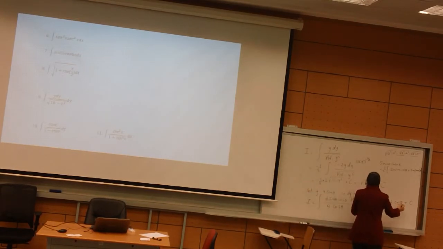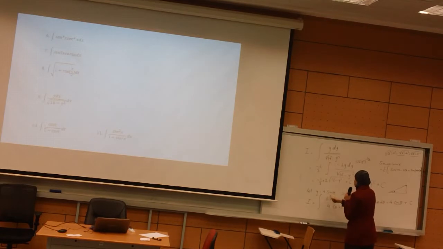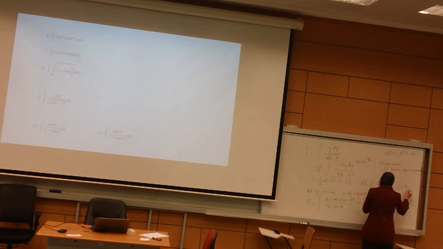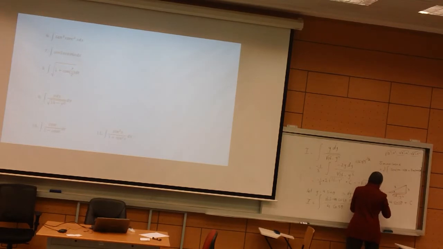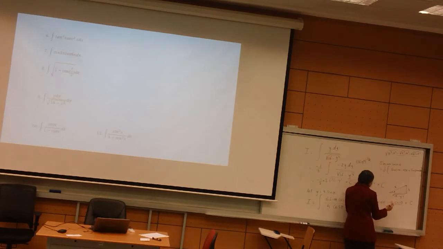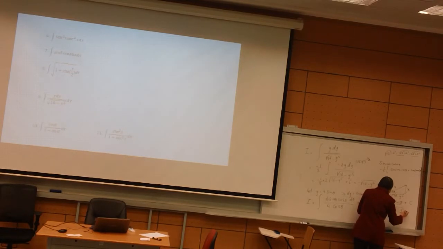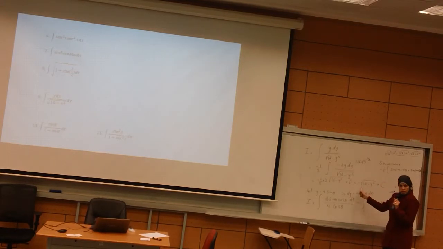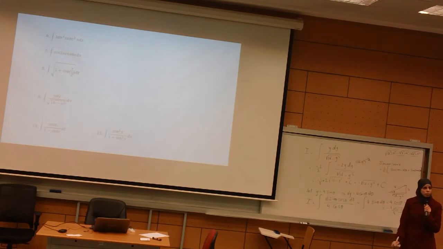Okay. So I need to draw a reference triangle, and this is theta. Then I'm assuming that sine theta equals y over 4. Then this side should be square root of 16 minus y squared. So the final answer in terms of y will be negative 4 times cosine theta, which is square root of 16 minus y squared over 4, plus c, which is the same answer that we obtained using the power rule. Okay?